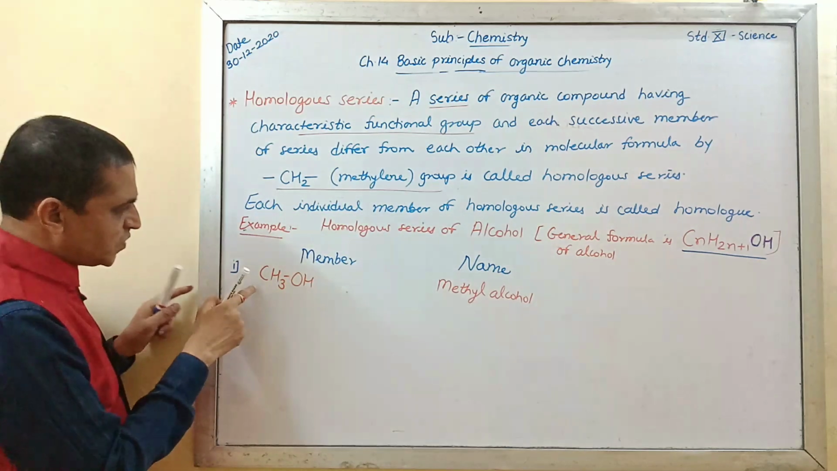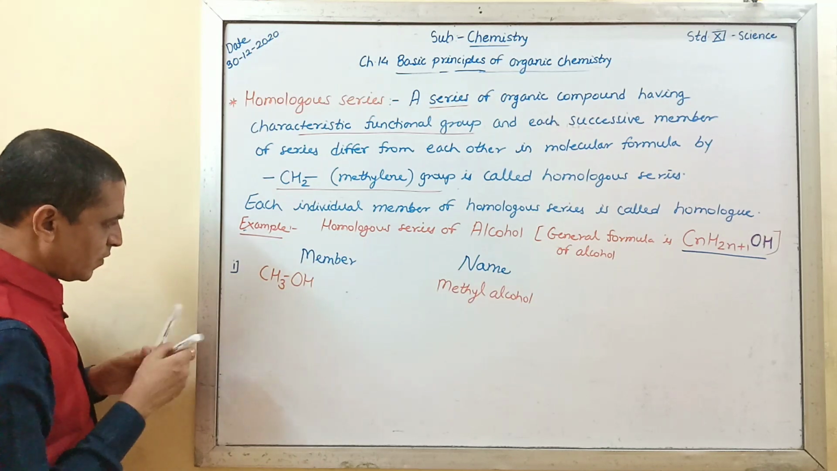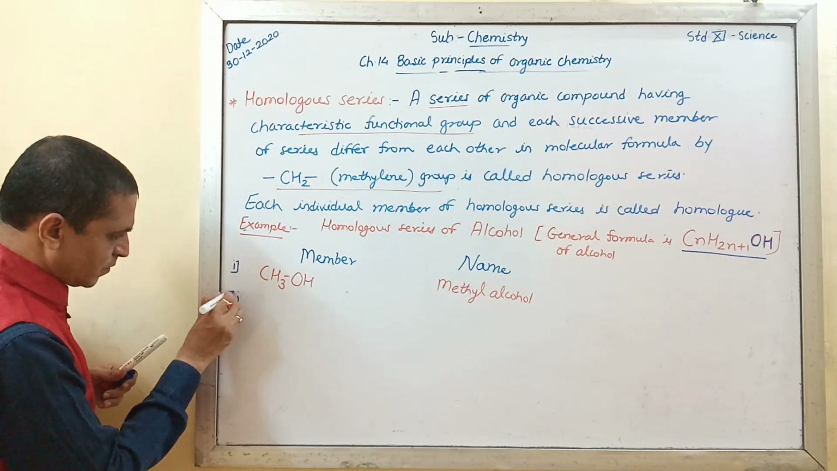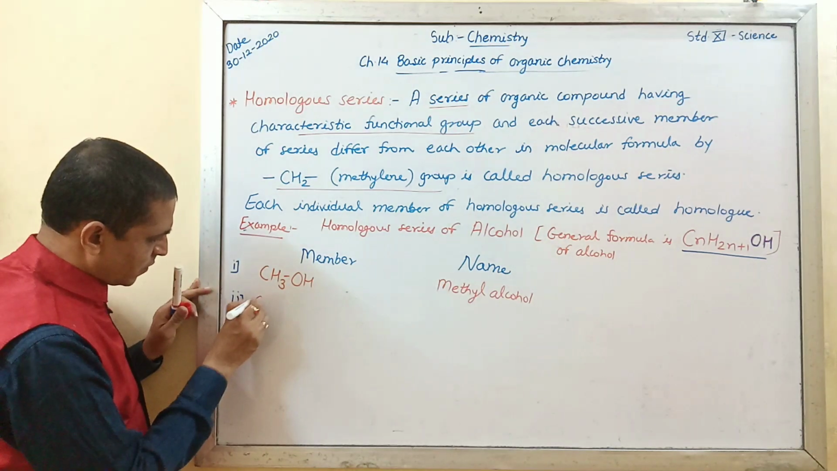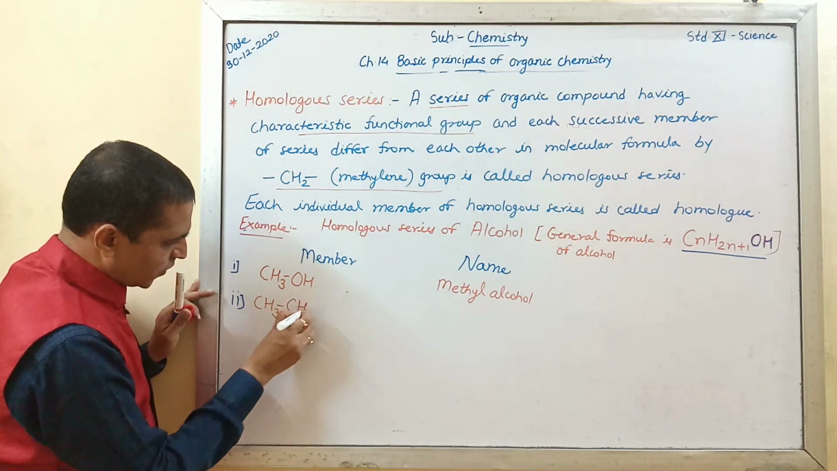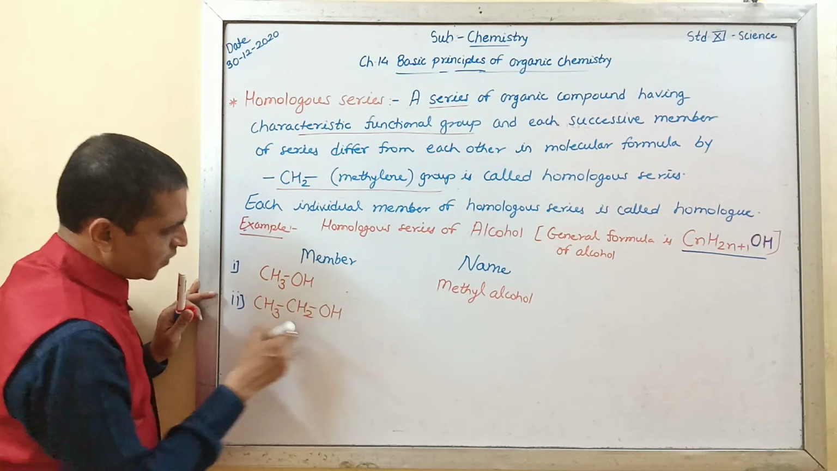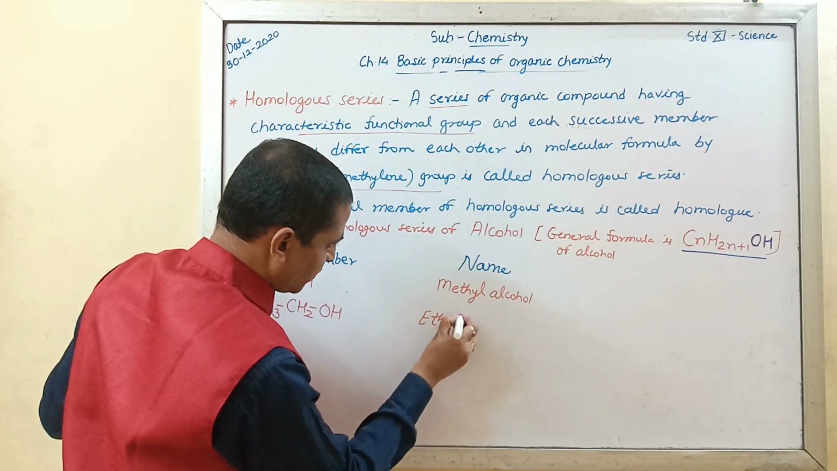If you add CH2 to this group, then what will you get? Add CH2, that is the methylene group, then you get CH3CH2OH. Its name is what? Ethyl alcohol.